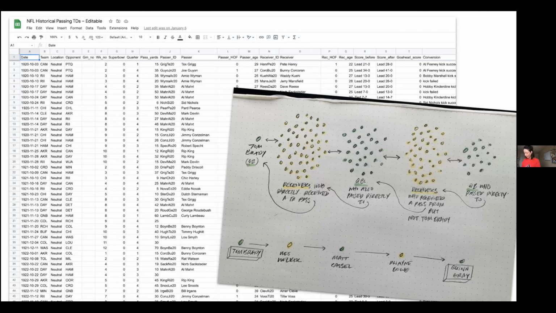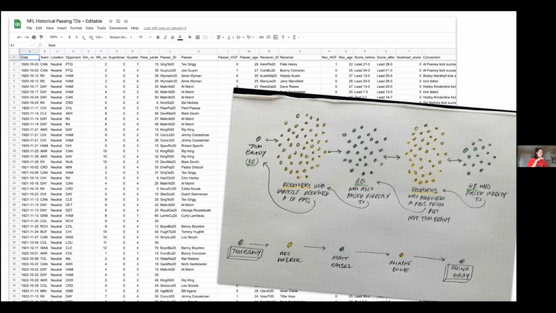Here's an example of what that looks like. Recently published a piece on Tom Brady, but it looks at the base level of the data, which is every touchdown in NFL history. And NFL is the American Football League. So American football, not the better football.